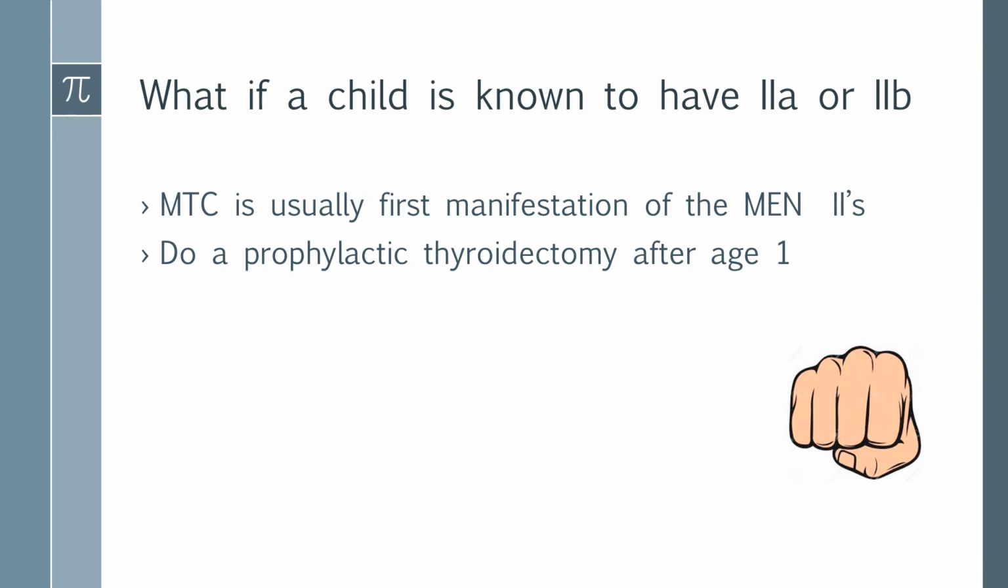So they tell you that mom or dad had MEN2A or 2B. They do a genetic test when the kid is born, and they know that this kid has one of the MEN2s, right? What do you do? Remember, medullary thyroid carcinoma is usually the first manifestation of MENs, right? So once the kid gets beyond age 1, remember up until age 1, thyroid hormone is very important for brain development. After age 1, you will do a prophylactic thyroidectomy, and it's a very high yield topic to know, not just for the surgery shelf, but also for the pediatric shelf that you'll take.